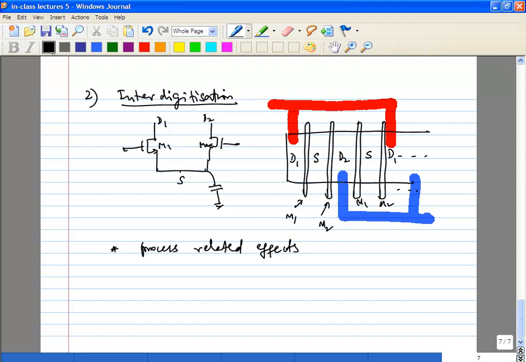This kind of layout will take care of, for example, left and right orientation. If you have temperature gradients in this direction, or either of these two directions, or if you have process related effects, doping, those will be taken care of by this interdigitization.